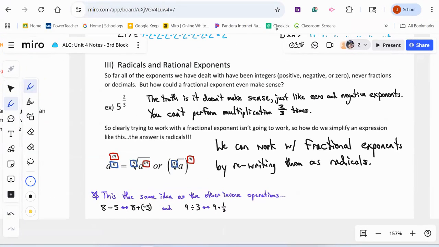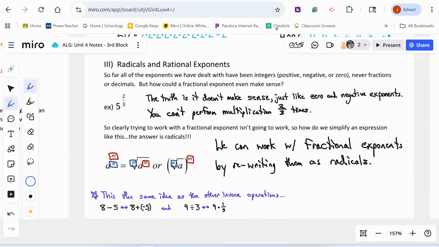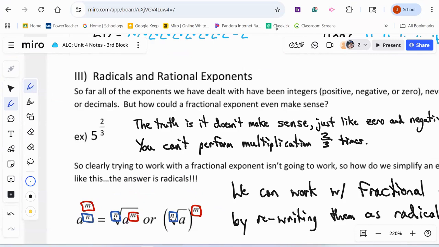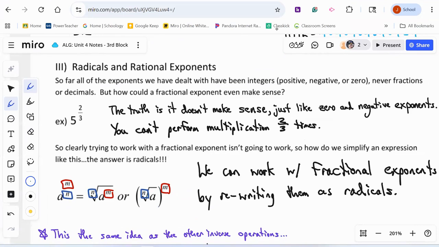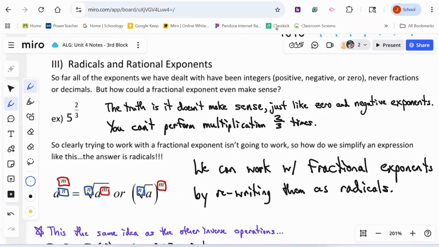Rewriting radicals as exponents and vice versa. The deal is a radical as an exponent is a fraction. And guys, just like zero exponents and negative exponents don't make any sense, fractional exponents, I think, make even less sense, right? You can't perform multiplication 2/3 of a time, right? You either multiply or you don't. There's no partial multiplication here.